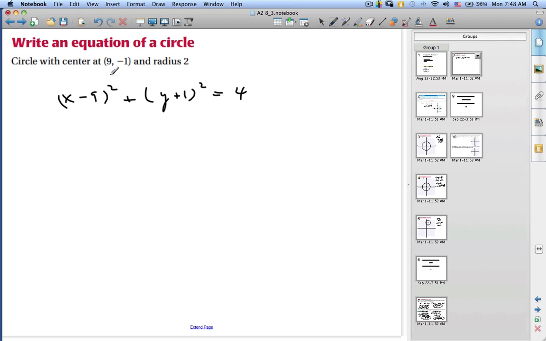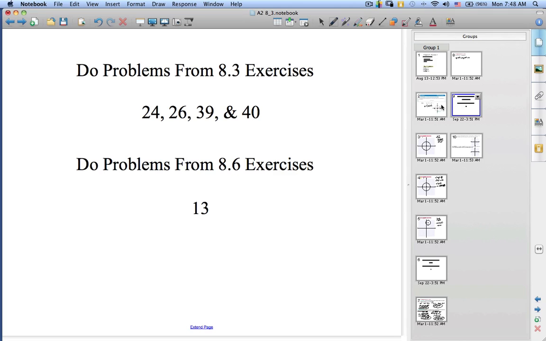Okay, now if they had supplied me with a point, I would have taken h and k and plugged them in here. I would have taken my x-coordinate and my y-coordinate and plugged them in here, and it would have equaled the radius squared, so I could have then rewritten it with the radius. Okay, so it's not that they're different, it's the same basic process. So go ahead and practice that. Do problems 24, 26, 39, and 40 from section 8.3, and do problem 13 from 8.6. Come on back and we'll finish out this lecture.